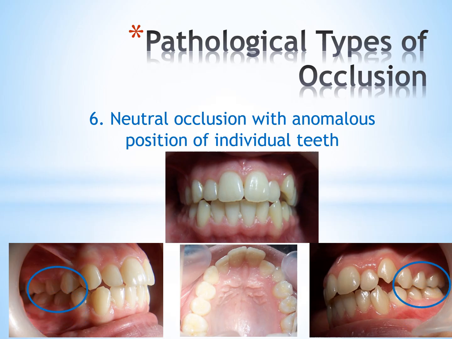As you can see, molars and premolars have correct relation, but frontal teeth, like tooth number 2-2, have palatal position, and tooth number 2-3 has vestibular position.